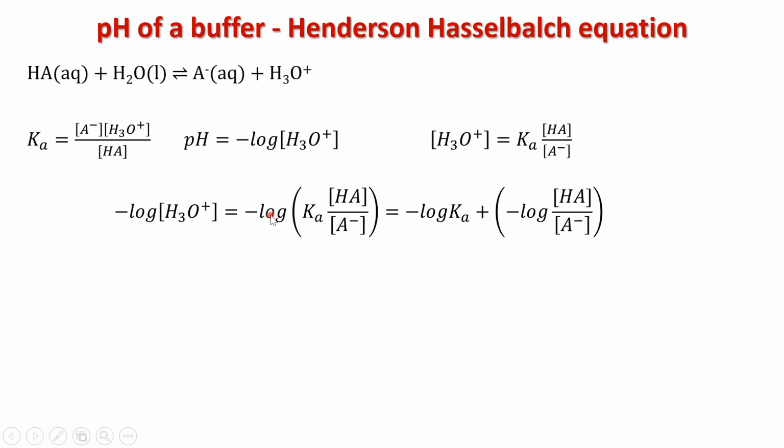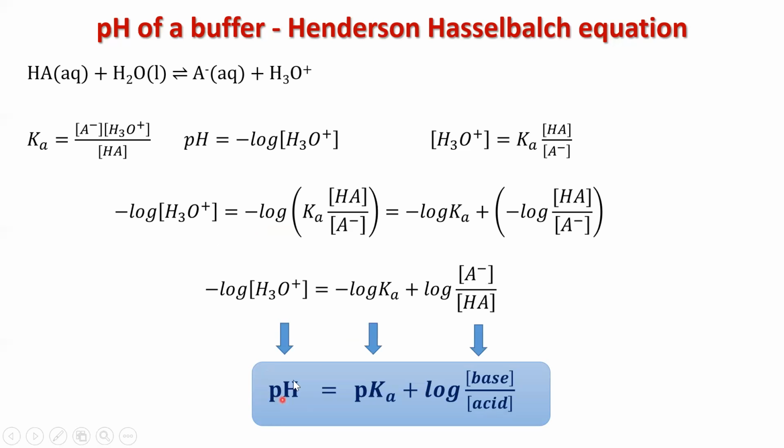Now, if we have the negative log of Ka times the concentration of the acid over the base, we can distribute the log into our parentheses, and it gives us the negative log of Ka plus the negative log of our base over our acid. Now, that simplifies this a little bit. The negative log of the hydronium ion equals pH. And the negative log of Ka equals this new value that we're going to call pKa. And we have the log of our base over our acid.